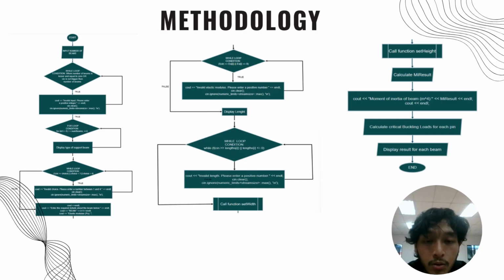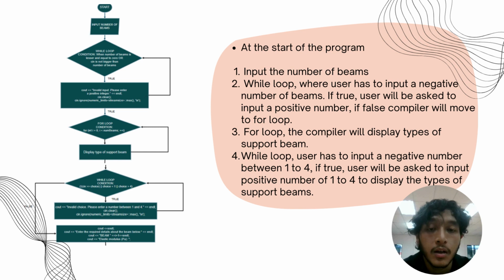Now we move on to methodology. At the start of the program, the user has to input the number of beams and move on to a while loop where the user has to input a negative number of beams. If true, the user will be asked to input a positive number. If false, the compiler will move to the for loop.